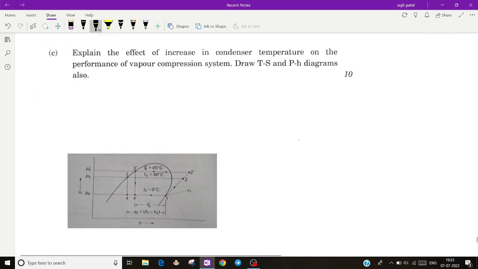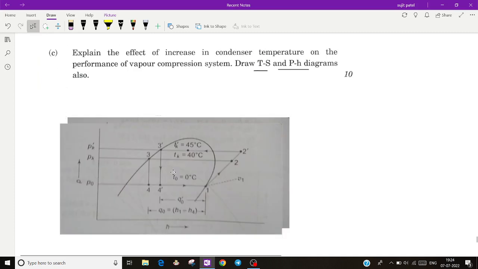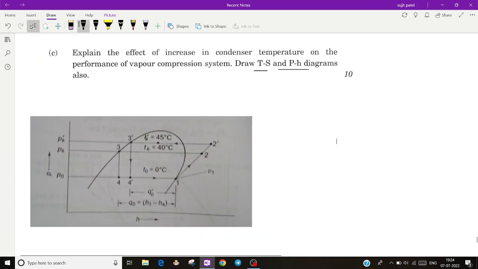So next question: explain the effect of increase in condenser temperature on the performance of a vapor compression system. Draw the TS and PH diagram. So here I have drawn a PH diagram. Let me draw the TS diagram also.